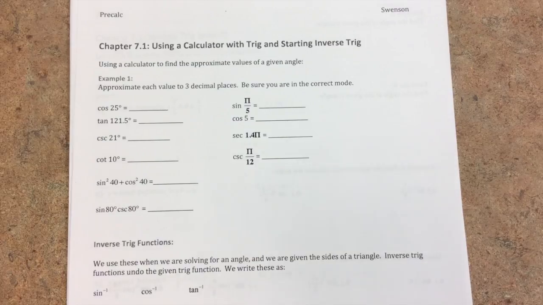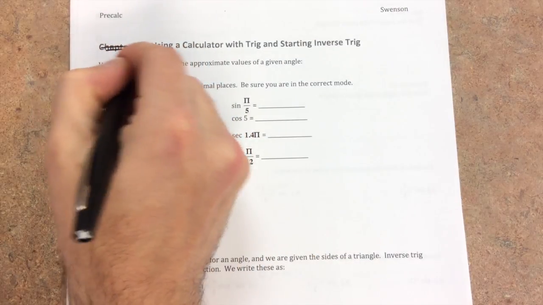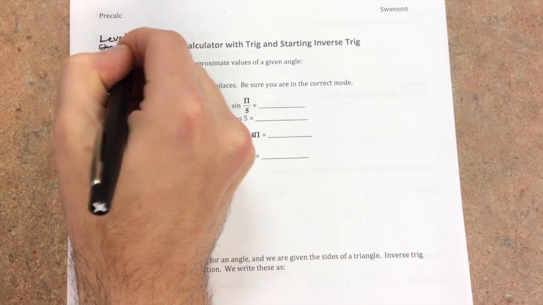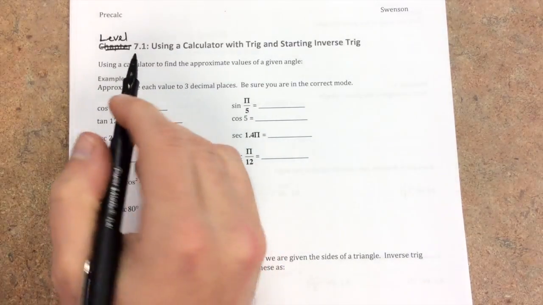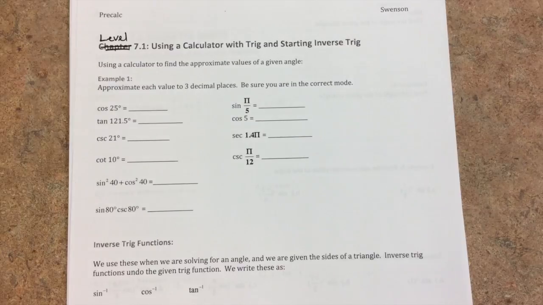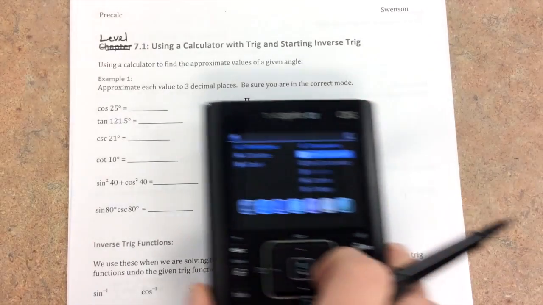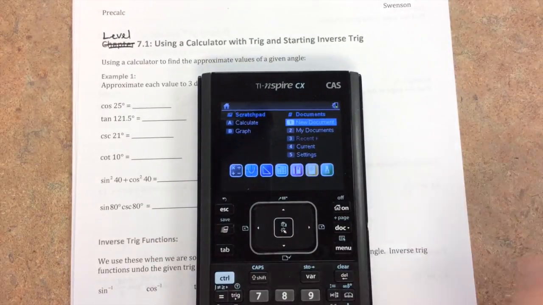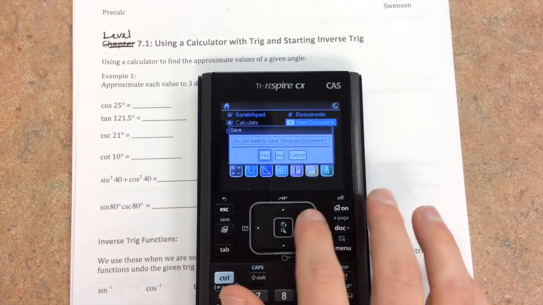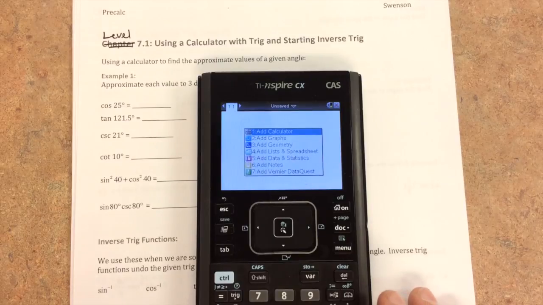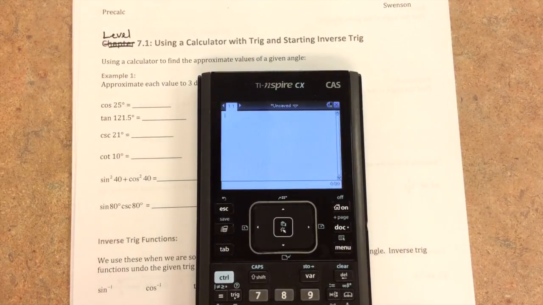So 7.1, yes, I know that these should say levels instead of chapters. With level 7.1, we're going to be using a calculator with trig and inverse trig. So first off, we need our calculators. I've got my calculator here, and we're just going to start a new document. I want to go over a couple of features with you guys, just how you type these in. So let's add a calculator.